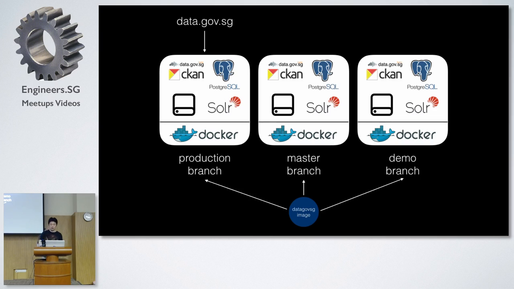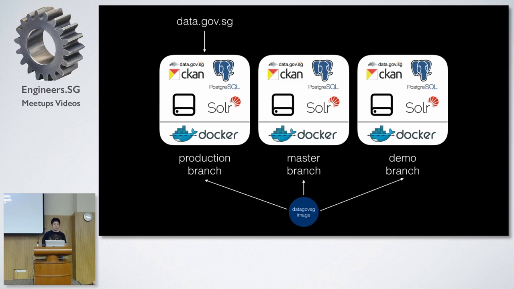So we know that all of them will be running the same version of Postgres, the same version of Solr. They have the same file names configured. They have the same parameters and flags that we need. But the thing is that you don't want them to be exactly the same, because then what's the point, right? If they're exactly the same, then you can't do any development. What you want is you want this one to be running your production branch of your code, this one to be running your master branch, and this one to be running your demo branch.